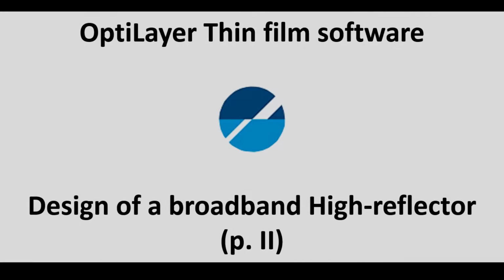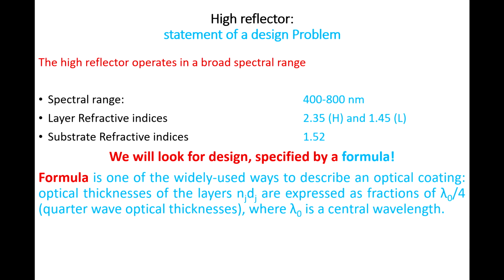In this video example, we will concentrate on a special and very powerful design option of OptiLayer. It's called Formula Constrained Optimization, and we will illustrate this option using a high reflector design problem. This is the same design problem that was considered in Part 1.